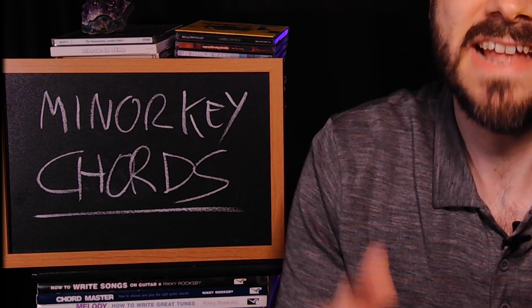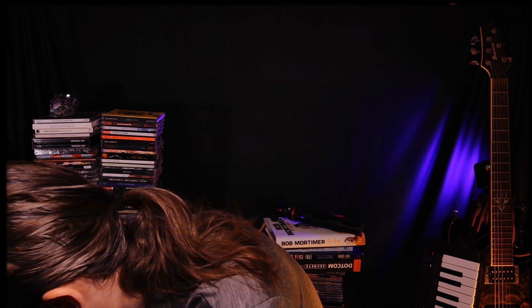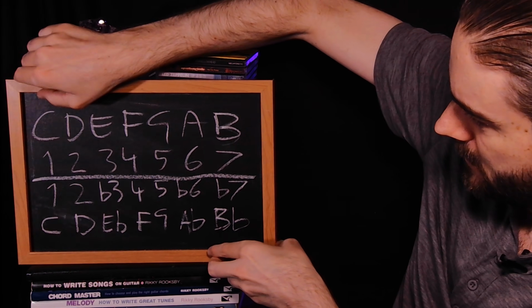In order to understand minor key chord functions, first we need to know where minor key chords come from. It all begins with the minor scale, or more accurately, the natural minor scale. There are actually 3 minor scales. When someone refers to minor, they're usually talking about the natural minor scale. The easiest way to think about the minor scale is in relation to the major scale.